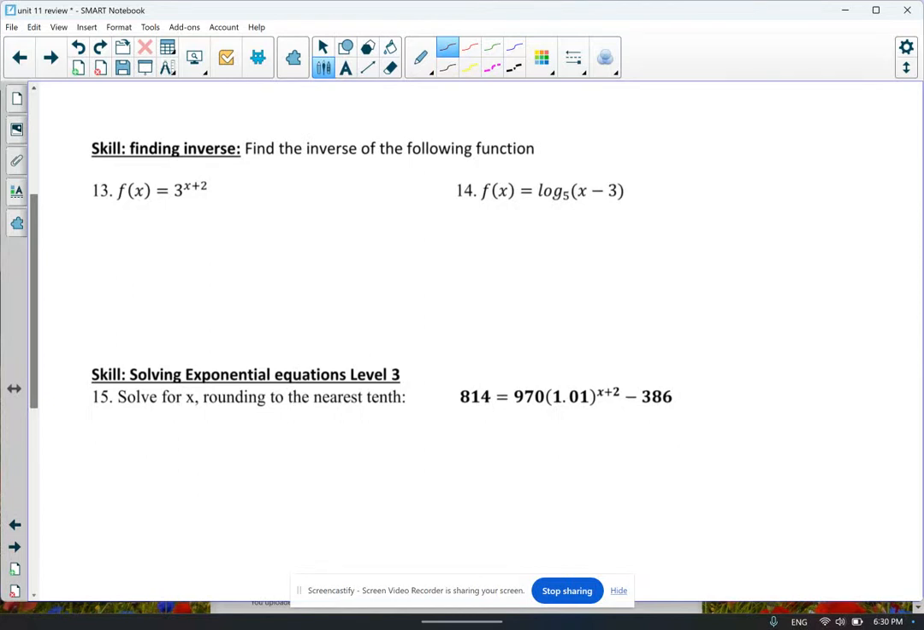In this video, I'm going to go over two problems from the Unit 11 review sheet, specifically the skill finding inverse, and that can be found on problem 13 and 14. So the first thing when I look at problem number 13, I realize it's in exponential form. That means it's a number raised to the base. I replace f of x by y.